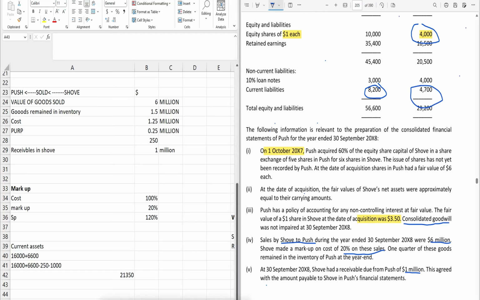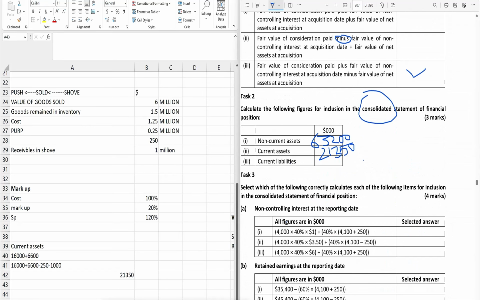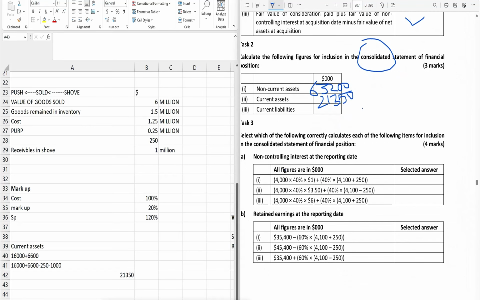So we need to check whether there is any receivable or payable balance, whether any goods have been sold between the companies or not. We need to check this for this kind of calculation. So we are done with task 2 as well. Now let's move to task 3.